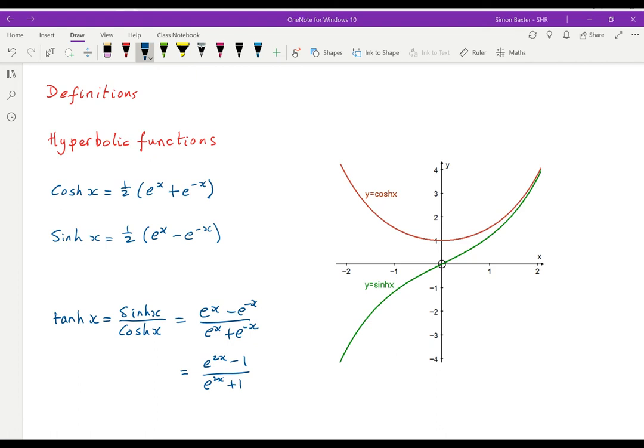Okay, my next question. What does the graph of y equals tanh x look like? Just pause the video for a moment and see if you can use these two graphs to help you draw the graph of y equals tanh x. So pause the video.